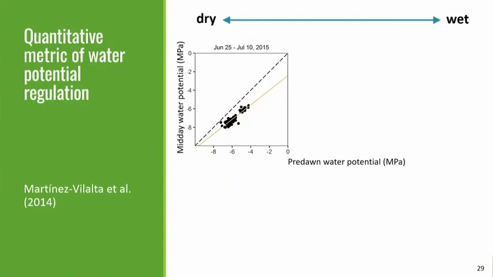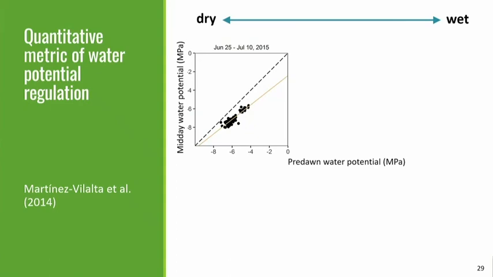So, in addition to just looking at this, there is also a quantitative metric of water potential regulation developed by Martínez-Vilalta et al. that I use as well. Again, it's a simple linear relationship where we put midday water potential on the y-axis, pre-dawn water potential on the x-axis, and look at the slope. And because I had these stem psychrometers, I was able to look at that slope at different times of year and not just throw all my data points onto one big graph.